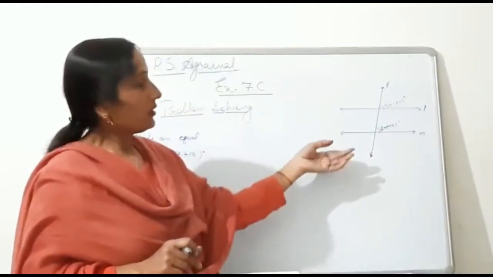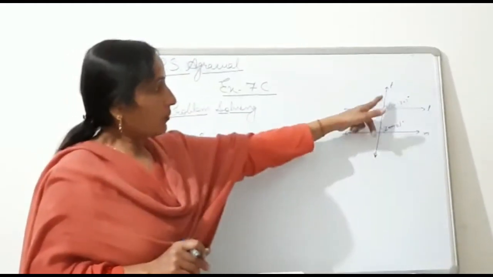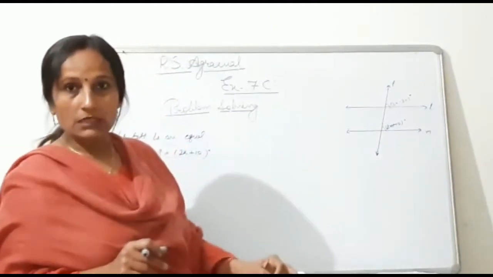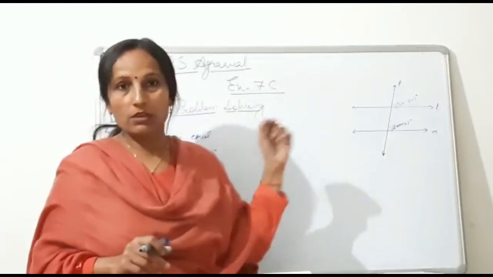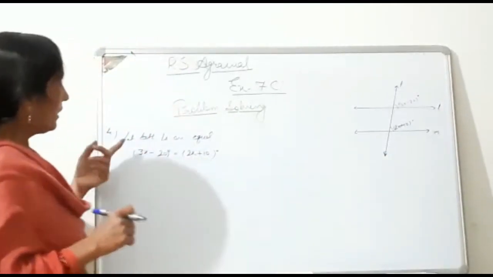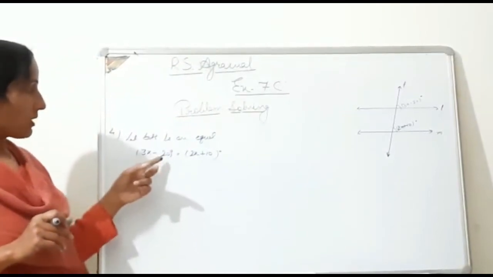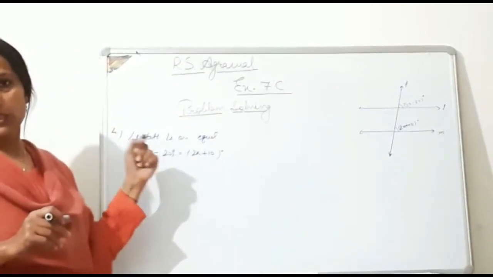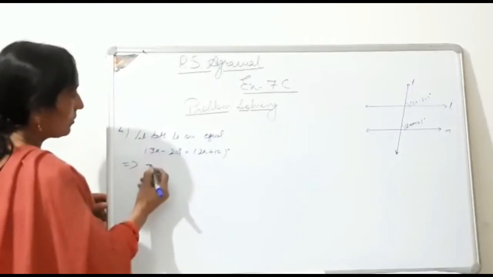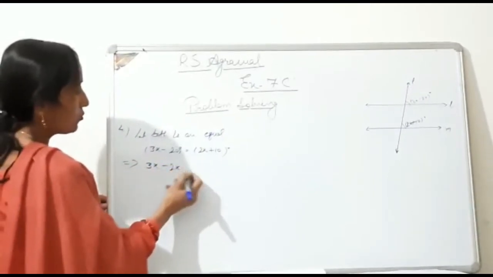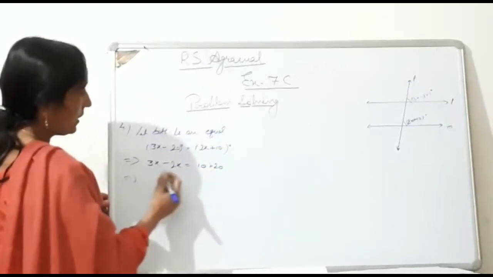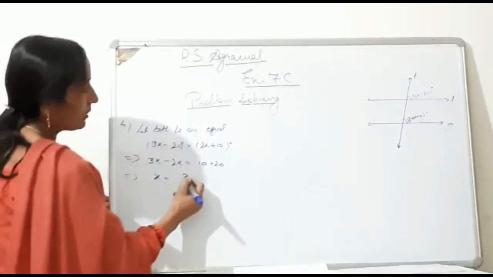So let us assume that both angles are equal to find the value of x, and then after getting the value of x, we will check that both angles are equal. If both angles are equal, then both lines will be parallel. Okay. Now let both angles be equal. 3x minus 20 degree is equal to 2x plus 10 degree. From here we will get the value of x. Now 3x minus 2x is equal to 10 plus 20. Then x is equal to 30 degree.